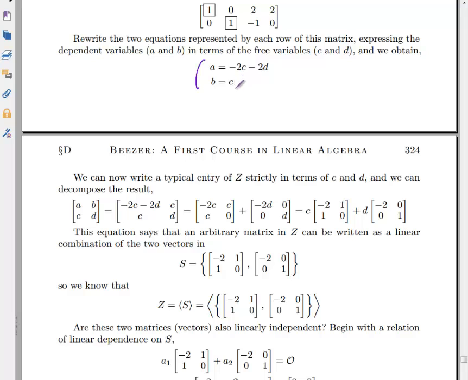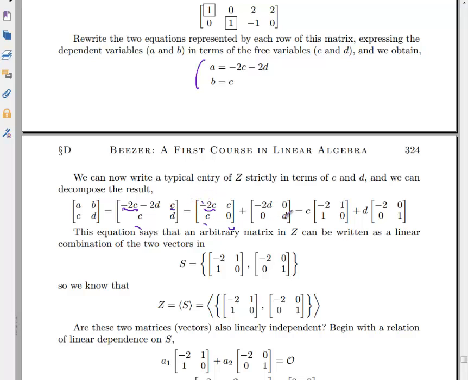So my first entry A has to be minus 2C minus 2D, and B has to be C. Now we can break this form up into the part that depends on C and the part that depends on D. We've done similar things before with column vectors. If you extract all of the terms that depend on C, you have the minus 2C in the corner, a C in the corner here, and a C in the corner here, and then a 0.